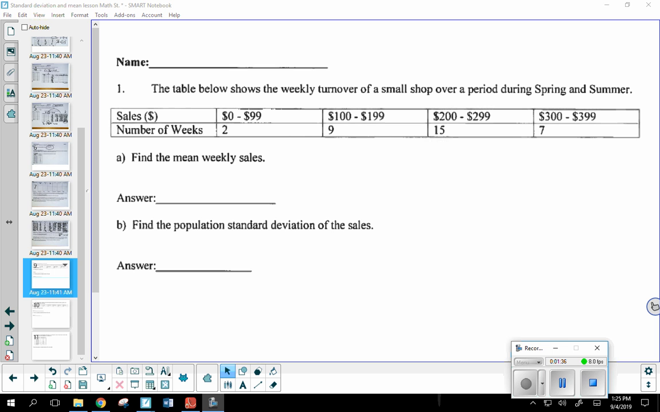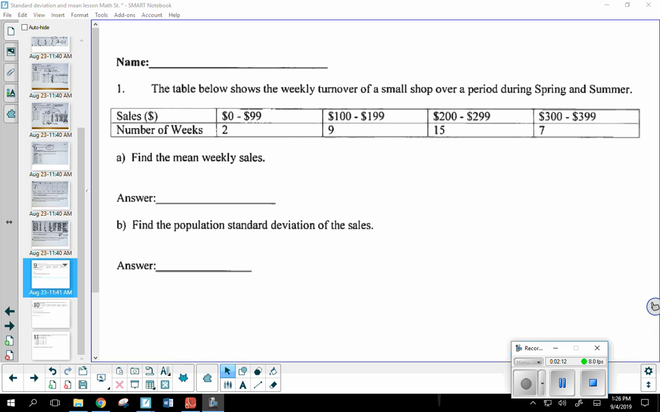First off, are there any questions on standard deviation? No? Do the first one? Okay. So the table below shows the weekly turnover of a small shop over a period during spring and summer. Okay, so it looks like we have our cells grouped into class intervals here. All right, and then we have the number of weeks. 2 fell between 0 and $99. Then we have 9, 15, 7. So find the mean weekly sales and find the population standard deviation.